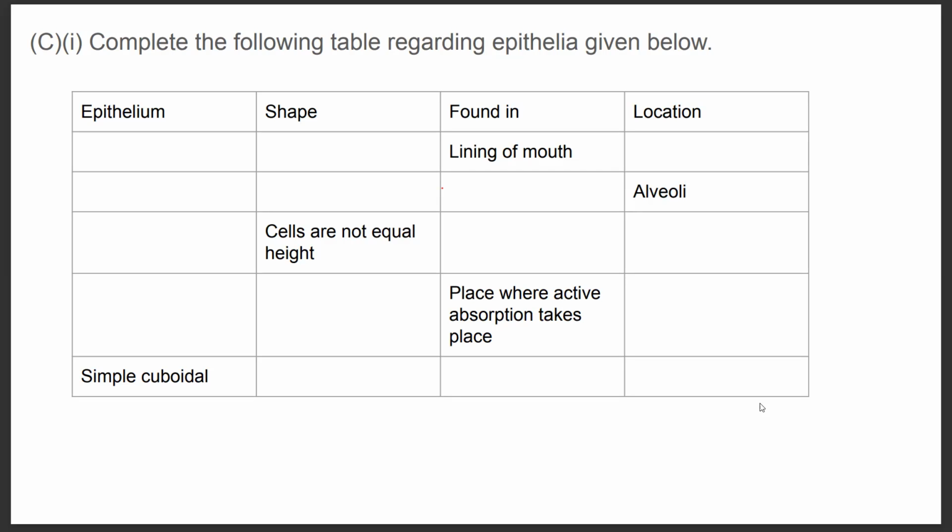Next one, place where active absorption takes place. How do they name? Simple columnar epithelium. Shape is brick-shaped cells. They are tall brick-shaped cells found in the intestinal lining. And simple cuboidal, they are dice-shaped cells, found in places where secretion takes place, like salivary glands, kidney tubules, and thyroid gland. Okay? Right?